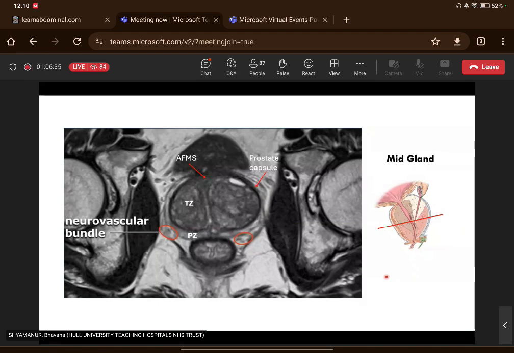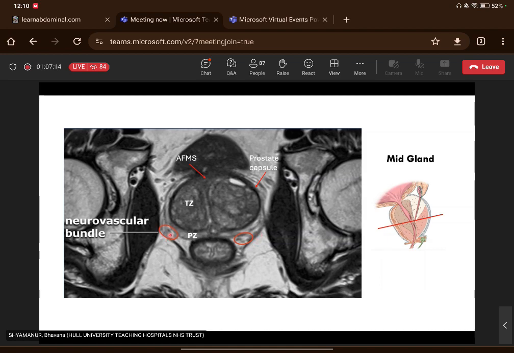Coming to the mid-gland, in the mid-gland you can see the definition of the transition zone really well. You can see the typical hypertrophic nodules. There's usually a central division of tissue in the middle, which is normal, and then the anterior fibromuscular stroma is seen really well here as an anterior triangular area that stretches across the anterior aspect of the gland. You can see the peripheral zone here, and of course in this patient you can see how it is quite flattened, as they have a few nodules.